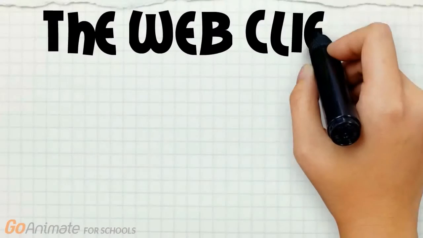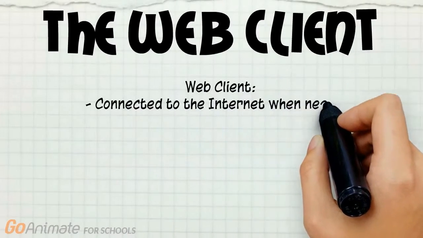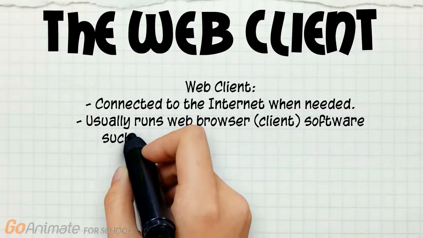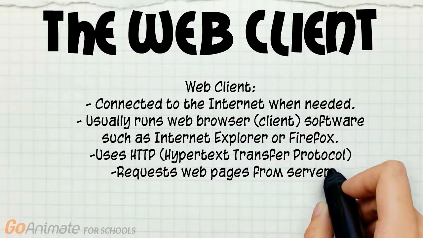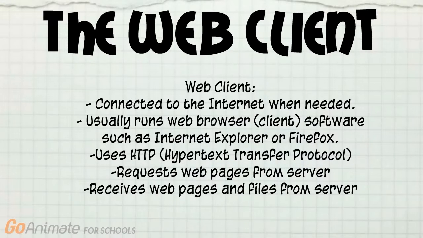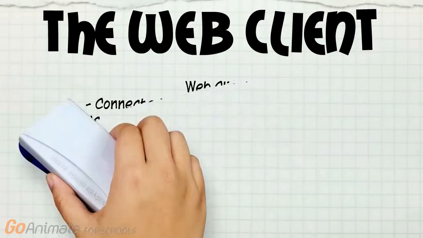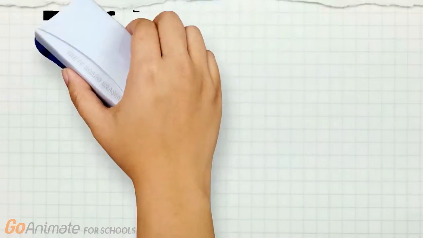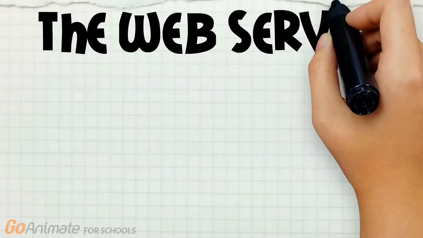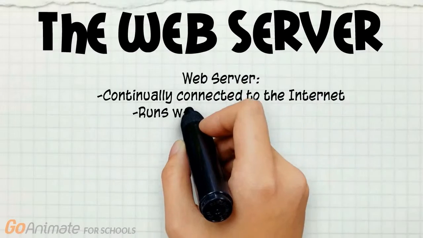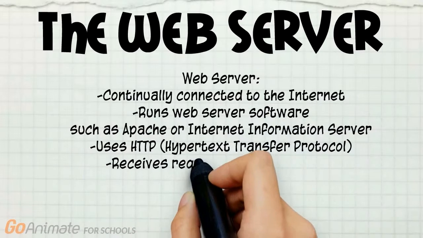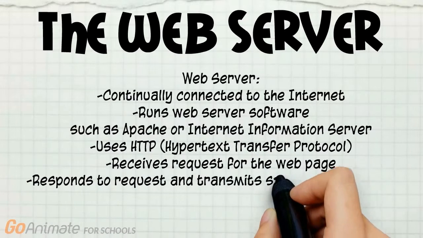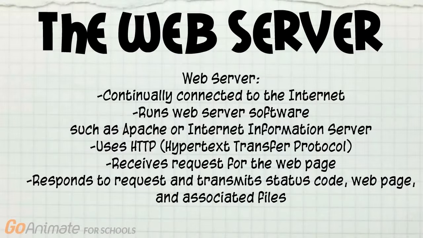A web client is connected to the Internet. It usually runs web browser client software, such as Internet Explorer or Firefox, and uses HTTP, Hypertext Transfer Protocol. A web server is continually connected to the Internet. It runs web server software, such as Apache or Internet Information Server, and uses HTTP, Hypertext Transfer Protocol.